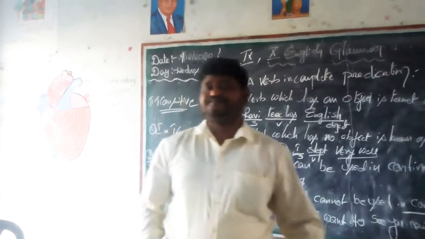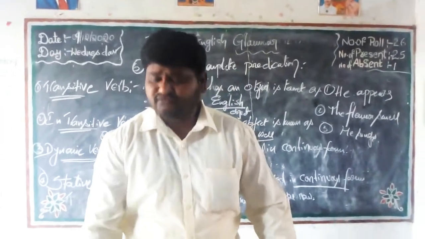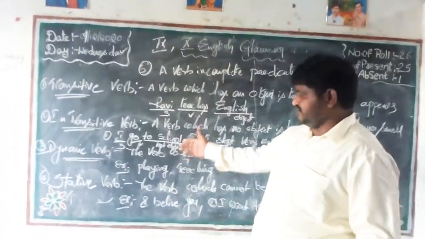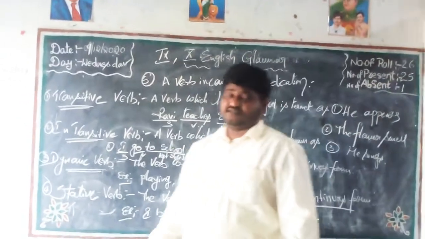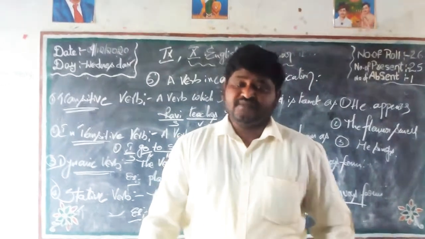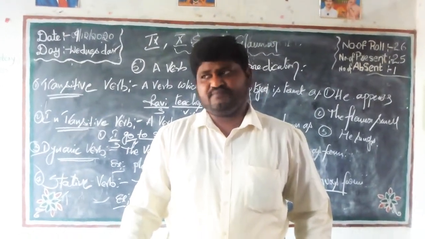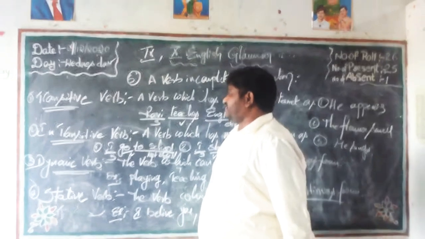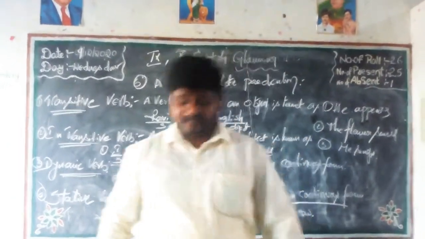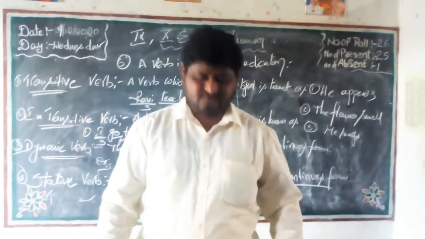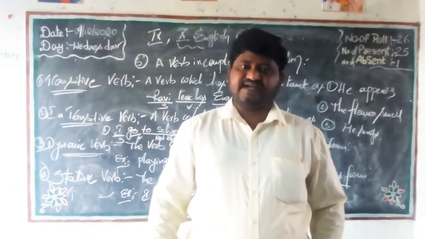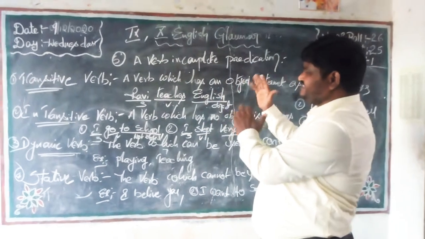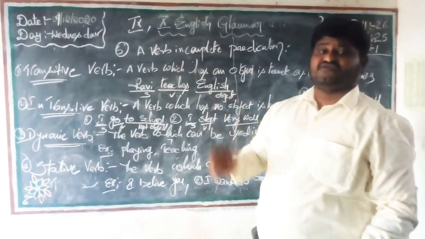So, my dear friends, you should understand what the verb forms are: transitive verb, intransitive verb, dynamic verb, stative verb, and a verb in incomplete predication. Already in the previous video, finite verb and non-finite verb are covered. In this video, we have the five types of the verb. So please watch frequently, daily, and learn to get good marks from the verb forms. The verb forms are very easy to understand, to get good marks in competitive level exams.